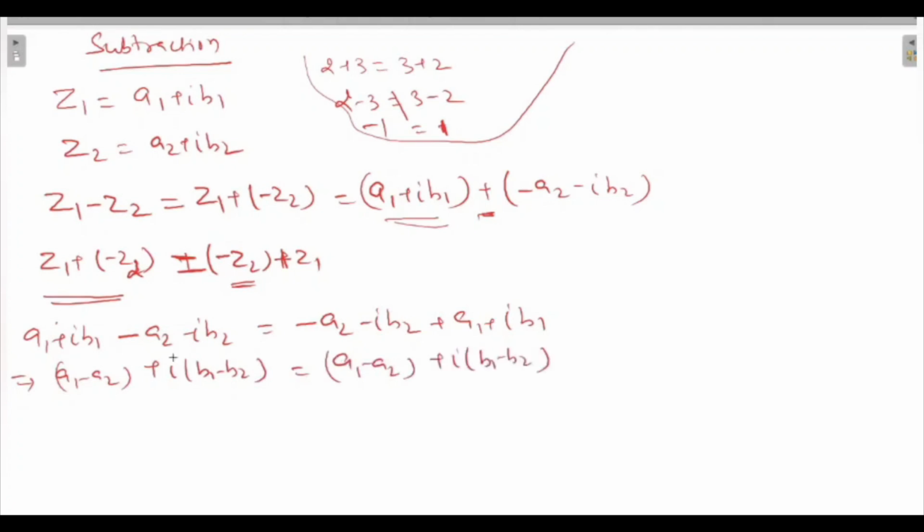So what it is saying here is that whenever you encounter subtraction, convert it into addition by converting the other complex number into a negative complex number, and then apply the rules you know about addition. So for subtraction we will not need any separate rules, because all the rules of addition will apply to it once I convert the other number z2 into the complex number minus z2.